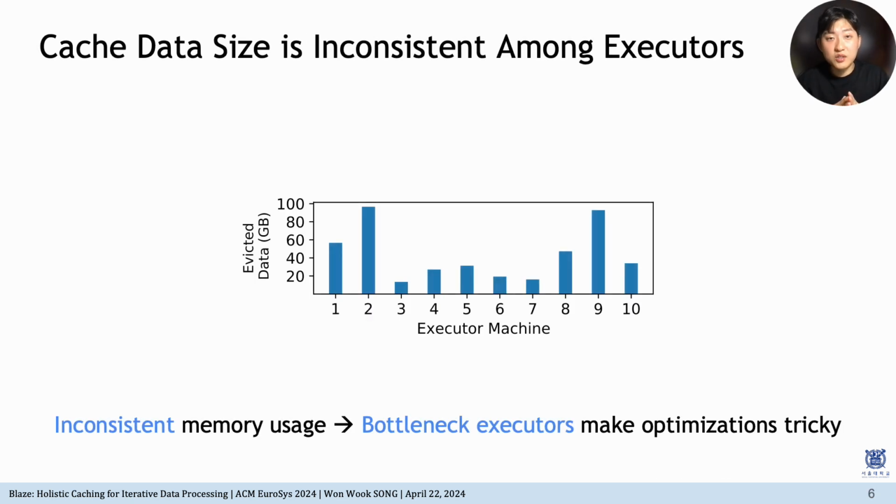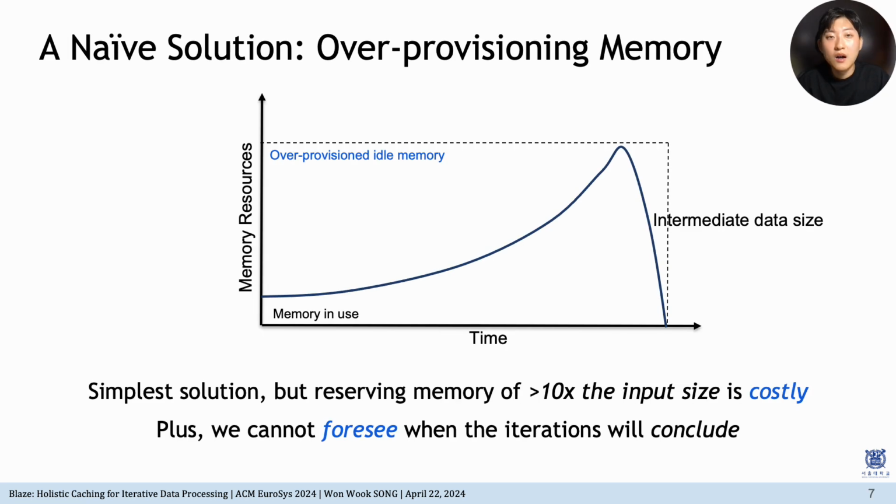Also, due to data skew, the amount of memory usage and evicted data are inconsistent among the different distributed executors, leading to bottleneck executors, which poses greater challenges. A naive solution to handle the growing amount of intermediate data would be to over-provision enough memory, but this often is an unrealistic solution, as reserving memory capacity of more than 10 times the input size is extremely costly, while at the same time it's not a solution that always guarantees enough memory for the upcoming iterations.